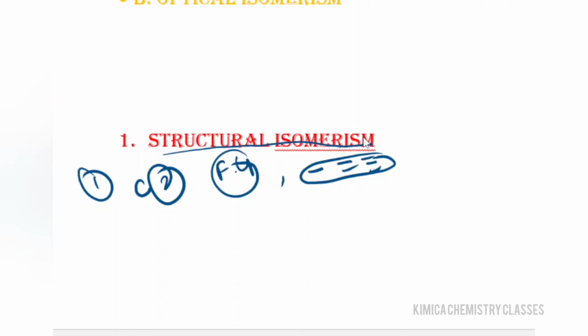Next is tautomerism: migration of a proton from a carbon atom to an adjacent atom. The two forms are in dynamic equilibrium with each other, and one example is ethyl acetoacetate. I will explain with this structure. Ethyl acetoacetate, the structure is this.